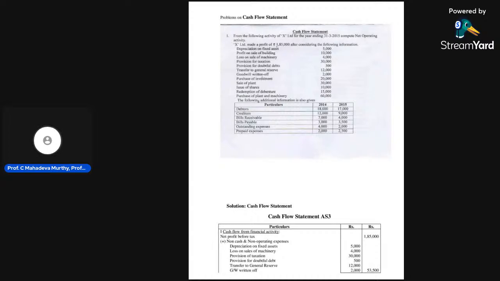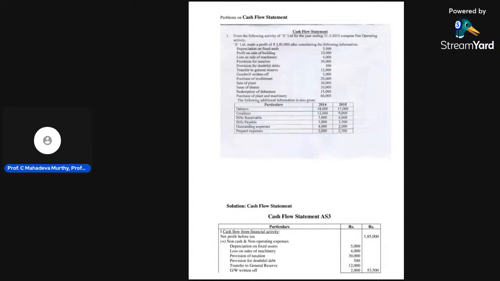for doubtful debts 500, transfer to general reserve 12,000, goodwill written off 2,000, purchase of investment 20,000, sale of plant 30,000, issue of shares 10,000, redemption of debentures 15,000, purchase of plant and machinery 60,000. The following additional information is also given: two years' information, 2014 and 2015, because for a cash flow statement we need two years' information, as in fund flow.